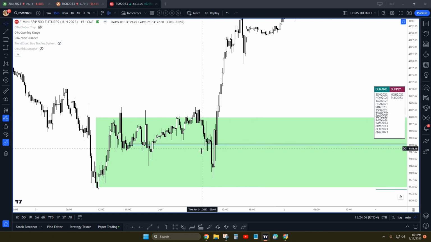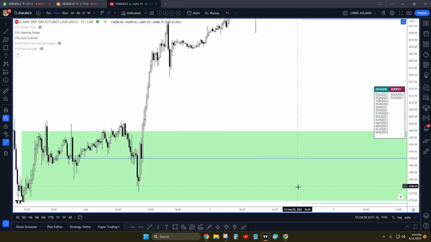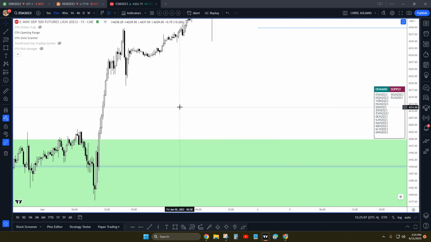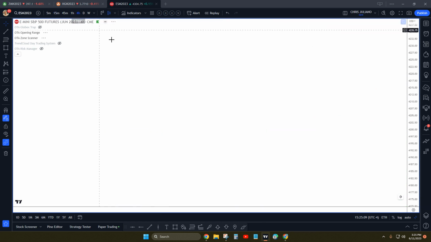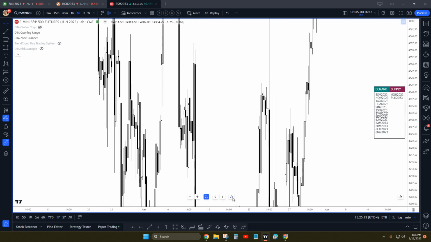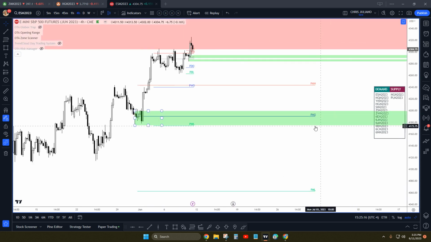And what I like about this area here, look what we've got. We've got some levels of previous levels here. What is that? That is a previous, sorry guys, previous month's open right in the middle of that zone.